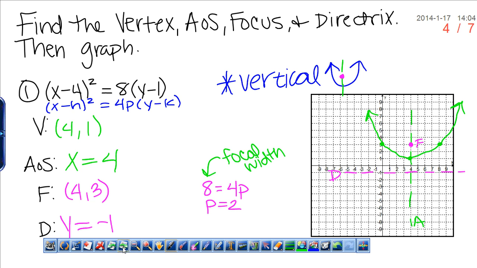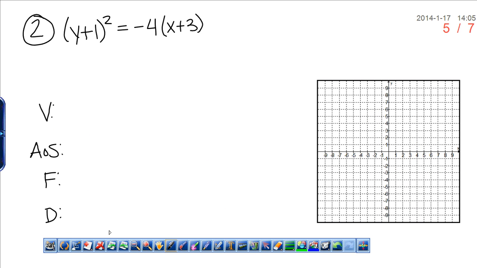All right. Let's try another one. Y plus 1 squared equals negative 4 times x plus 3. All right, first thing we determine is horizontal or vertical. Think about which one's being squared. Your y is being squared, so this is horizontal.